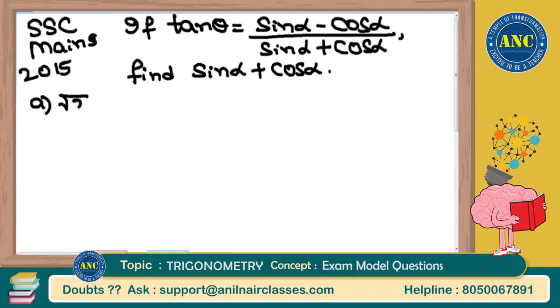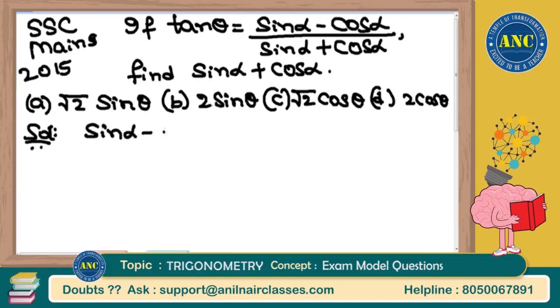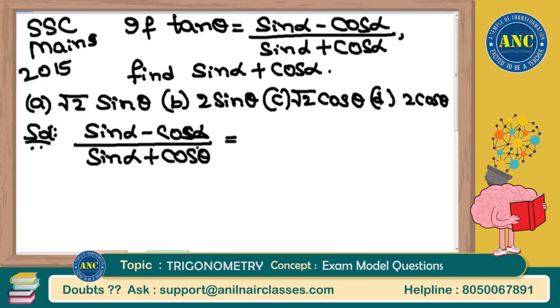Your options are root 2 sin theta. Second option is 2 sin theta. Third option is root 2 cos theta, and the last option is 2 cos theta. Now see here, sir. Beautiful question which can be solved in the most easiest way possible. Now think logically. Right hand side is sin alpha minus cos alpha divided by sin alpha plus cos alpha, right? Left hand side is tan theta. Tan theta in terms of sin is nothing but sin theta by cos theta.